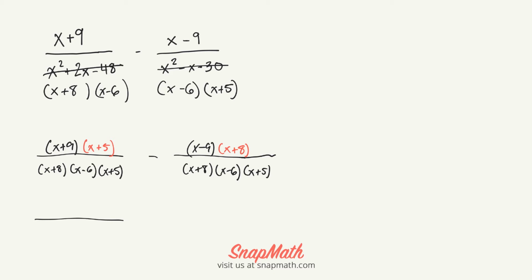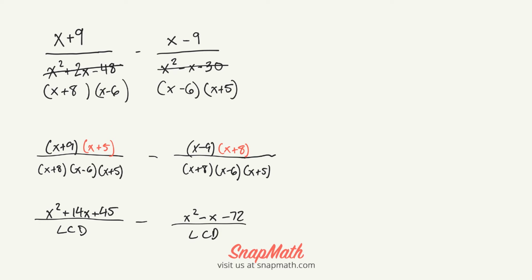So when I FOIL these, I get x squared plus 14x plus 45. And I'm just going to write LCD for common denominator. And then when I FOIL these, I get x squared minus x minus 72 LCD.